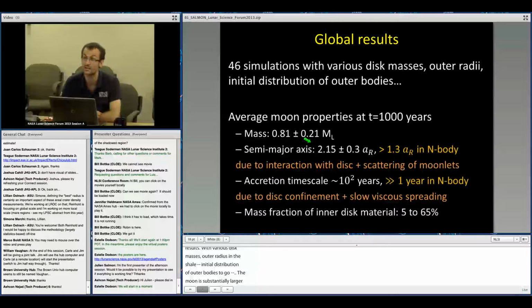This is due to the interaction at Lindblad resonances plus the scattering of moonlets that transfer angular momentum to the moon and expand its semi-major axis. The accretion timescale is now of an order of 100 years. This is due to the confinement of the inner disk by the outer object and the fact that this disk spreads very slowly. Finally, the mass fraction of inner disk material ranges from almost nothing to more than 60%.